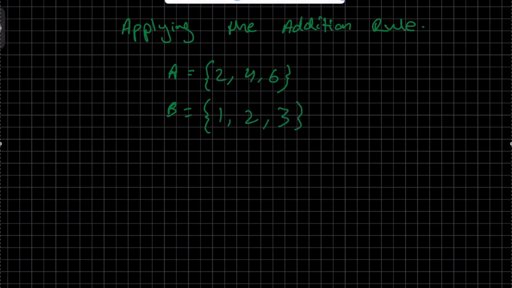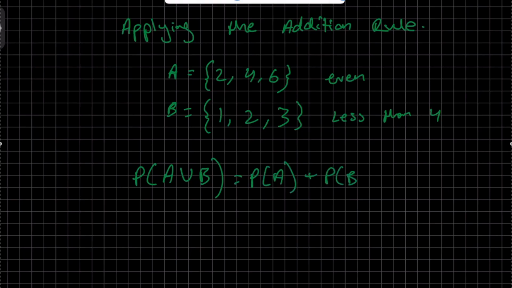Now, if we determine the probability of A or B occurring, what this means is the probability that we either roll an even number or we roll a number less than 4. Now, we can apply the addition rule, which tells us that the probability of A plus the probability of B minus the probability of A and B would give us the probability of either event occurring.